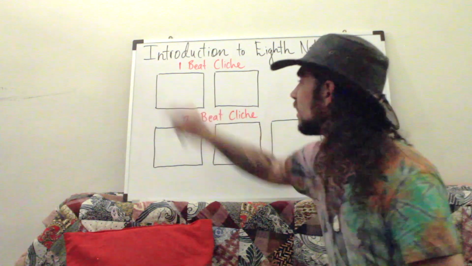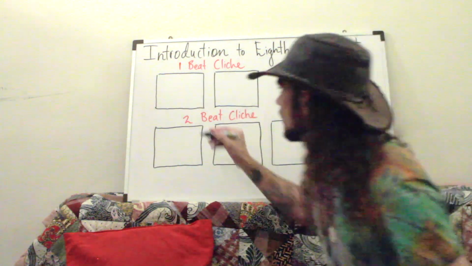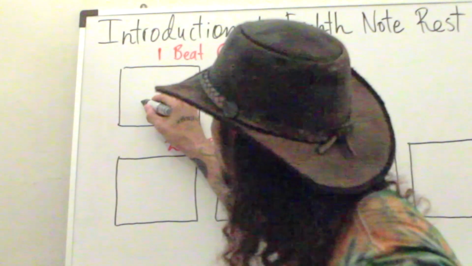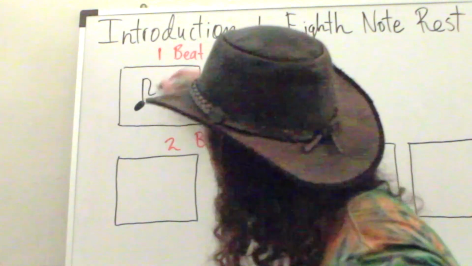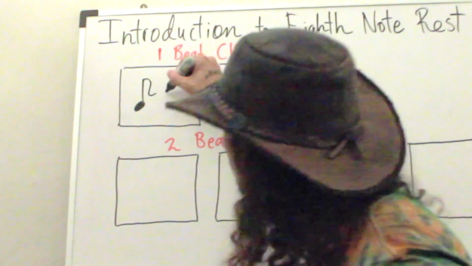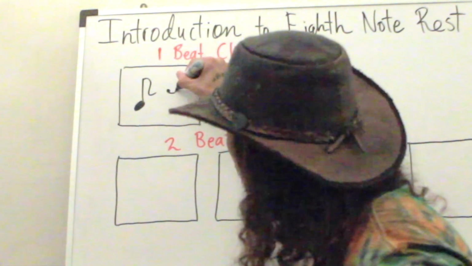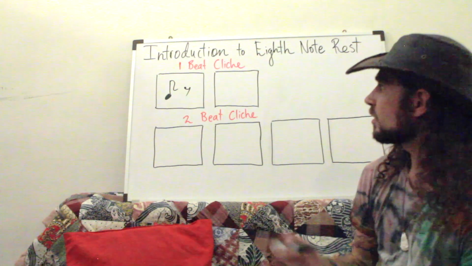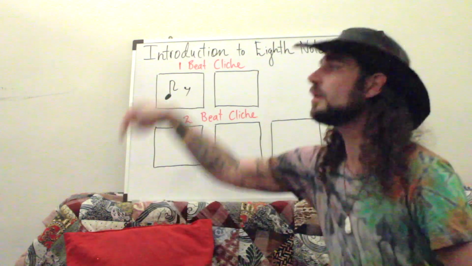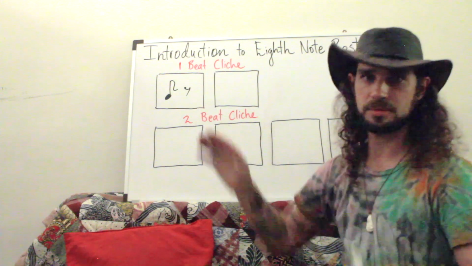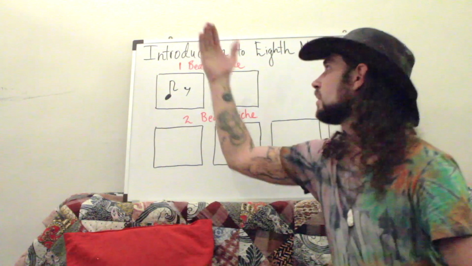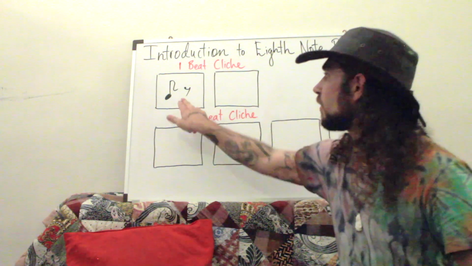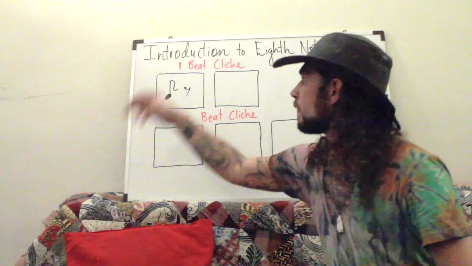So our first one beat cliche is going to look like this. We're going to have an eighth note, with a little tail like that, and then we're going to have our eighth note rest. I'll just give you a count in, one, and then do the cliche. So here we go. One. Bum.